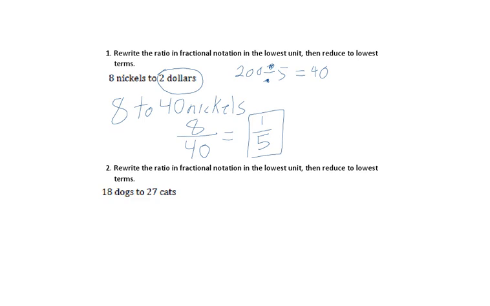For question 2, you'll notice 18 dogs to 27 cats. So put 18 on top, 27 on the bottom, and guess what? 18 and 27 does reduce. It reduces to 2/3. So 2 dogs on top and 3 cats on the bottom.